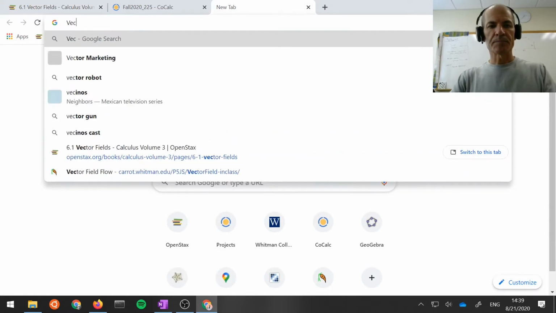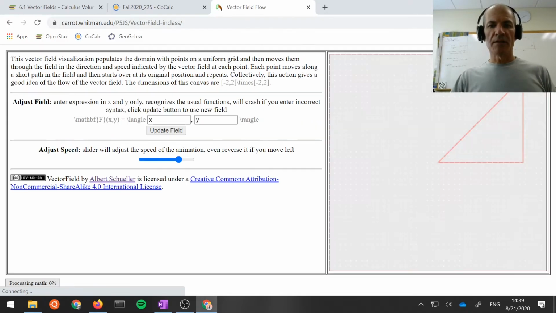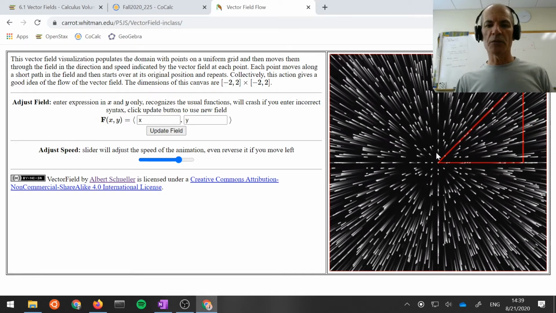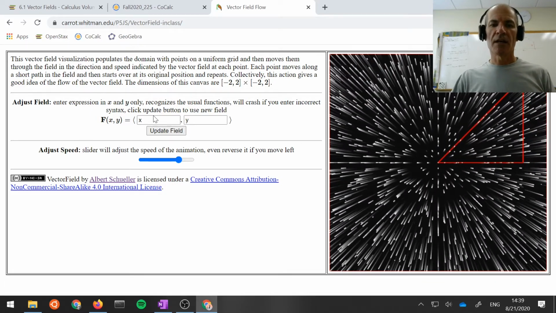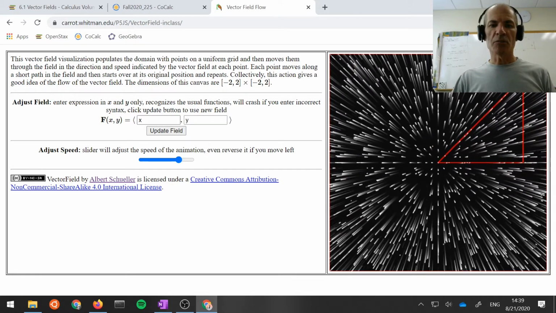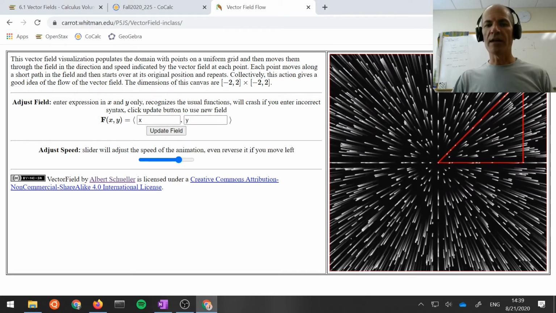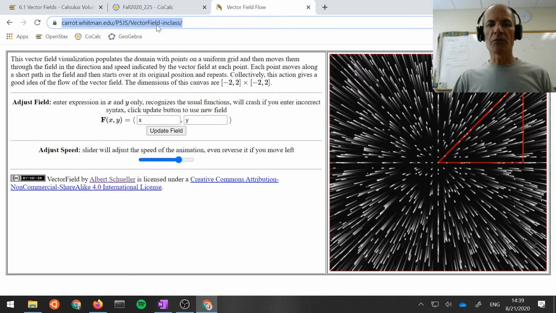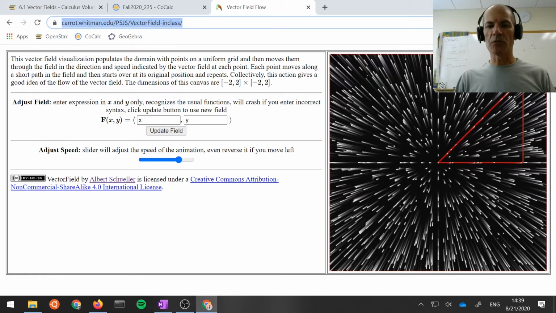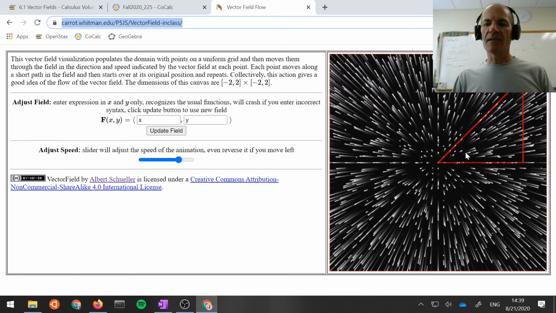Let me get my vector field up here. So this is a highly stylized vector field, but it is a vector field nonetheless. It's a two-dimensional vector field, and I can change the function that's in the first coordinate and change the function in the second coordinate and get a variety of vector fields. I would encourage you to go visit this link and play around with this two-dimensional vector field visualizer.